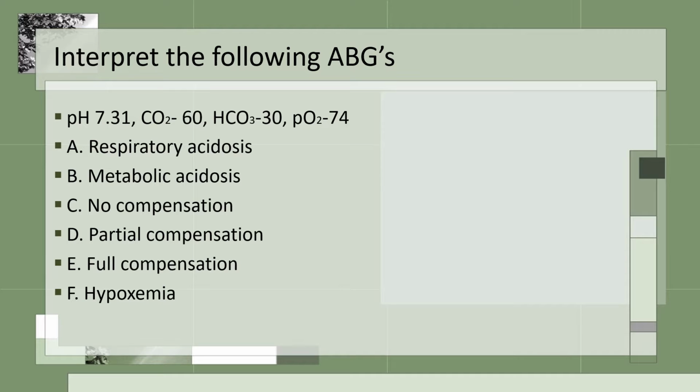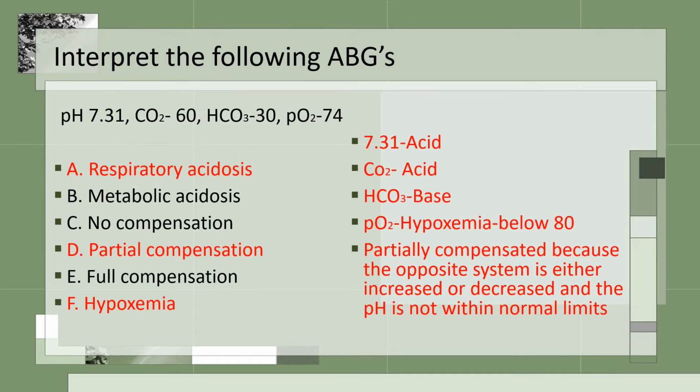So, we're going to do a little review first, so interpret the following ABGs. The following slide is respiratory acidosis with partial compensation and hypoxemia. The pH is an acid, the CO2 is an acid, the bicarb is a base, the PO2 is hypoxic because it's below 80. It is partially compensated because the opposite system is either increased or decreased. In this case, the CO2 is an acid and the bicarb is a base. And also the pH has to be not within normal limits to have partial compensation.